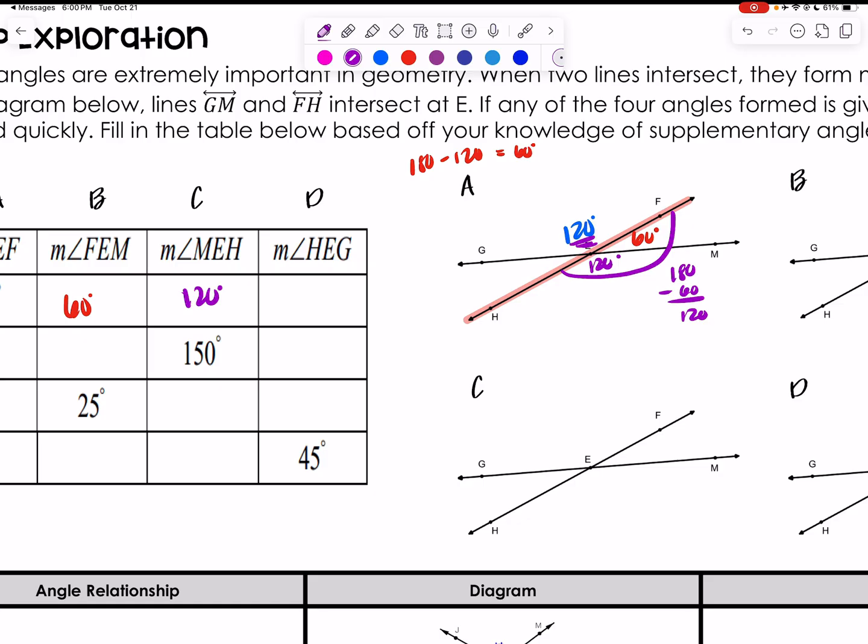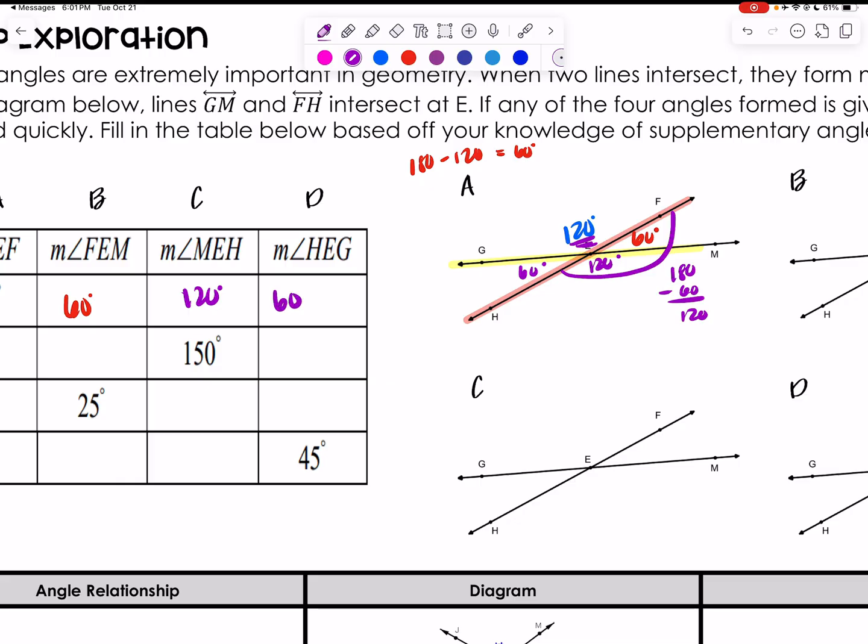And then we want to find the measure of angle HEG. So if I go through the same thought process of the supplementary angles, I'm going to use the color yellow this time. We know angles on the same line add up to 180 degrees. So if I just do 180 minus 120, I still get 60 degrees. So I'm just going to get 60 degrees right there.